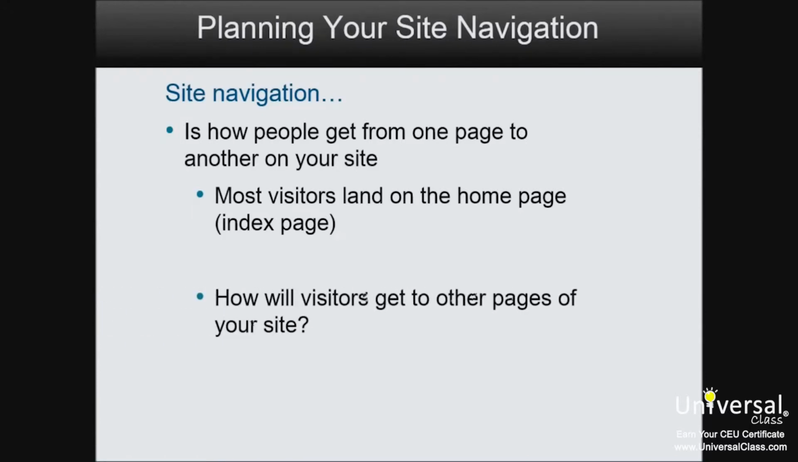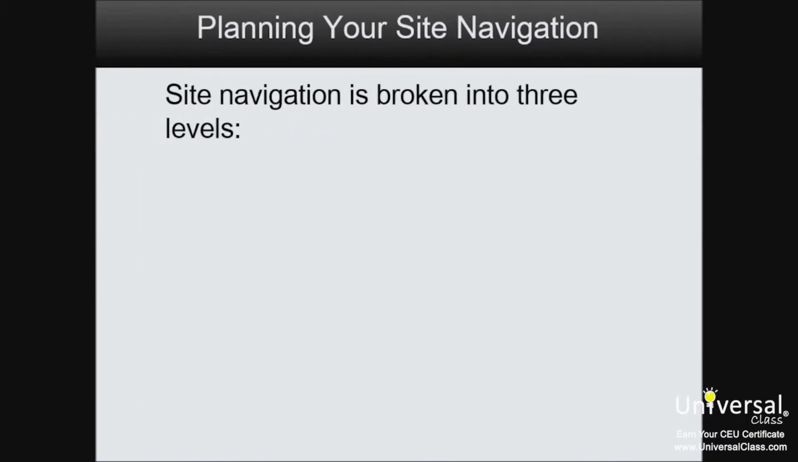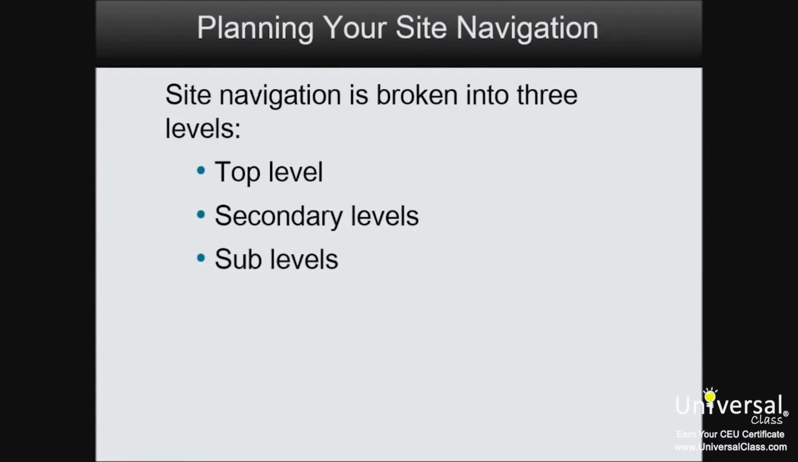But how will they get to the other pages of your site? This is where your navigation system comes into play. It's a very important part of your site, so it's also important to plan for it, which we've already done. Now it's time to take those plans to Muse CC and make them a reality. Your site's navigation is broken down into 3 levels. The top level, the secondary levels, and the sublevels.